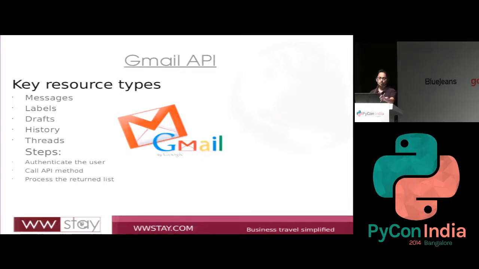These are the key resources you can extract from Gmail API. You can extract the message text, you can take the labels, whether unread messages, read messages and all that. And also you can track the history. So if you want to track only the latest mails from the past one month or two months, something like that.